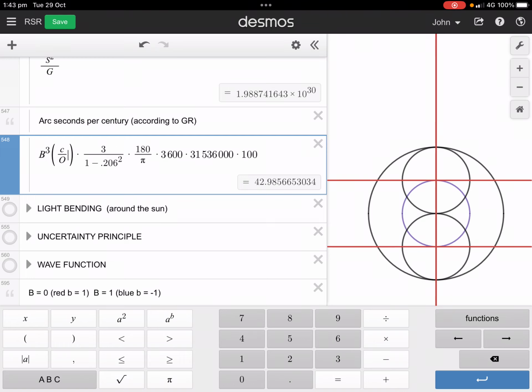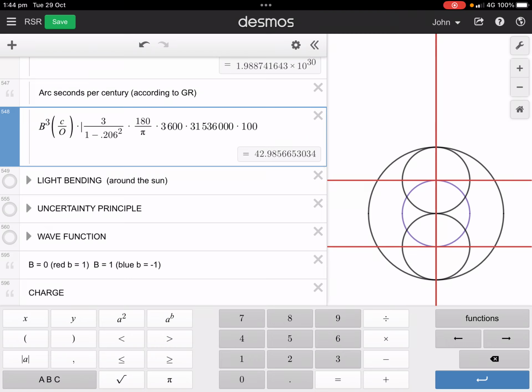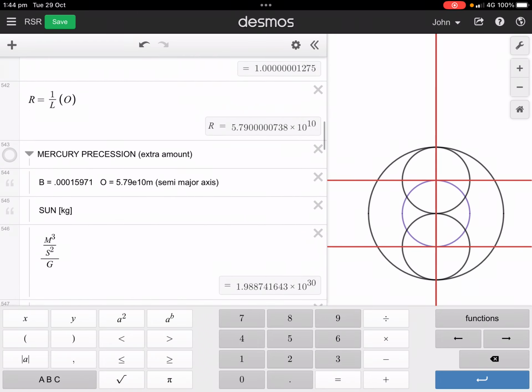Then in brackets I put our man-made units, which is the speed of light and that distance, and then all that other stuff, you don't even need to worry about that other stuff. It just puts everything into years and centuries, into a century, and calculates the other stuff. So that's it. 42.98 arc seconds per century is the extra amount of precession according to general relativity, so that works out.